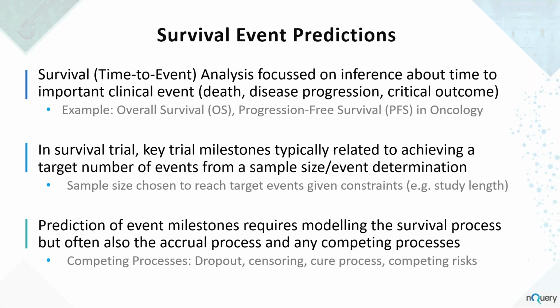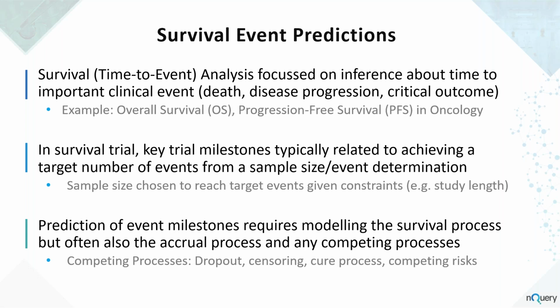The other major area where nQuery focuses in terms of predictions is survival event prediction. In a time to event or survival analysis, we're focused on the inference about how long it takes on average for someone to have an important clinical event, whether that be death or disease progression or some other critical outcome that's of importance to the trialist. In oncology, the two famous ones are overall survival, or OS, and progression-free survival, PFS, which deal with those who either died or progressed in their cancer.